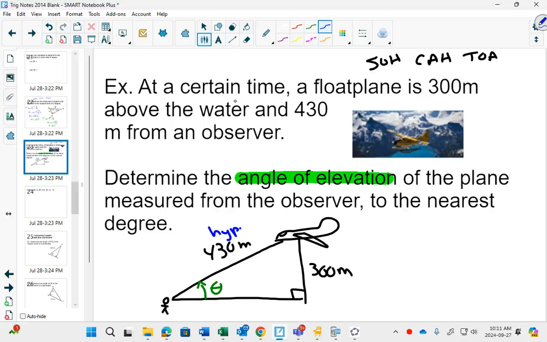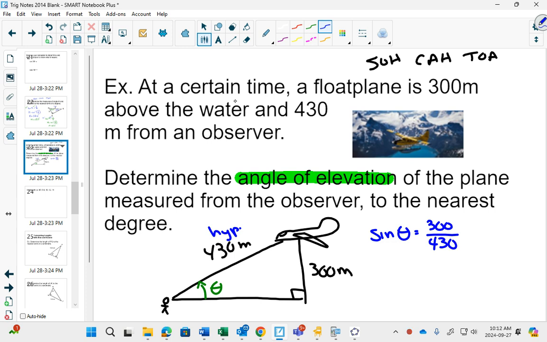If I want to find angle theta, is the other number my opposite side or is the other number my adjacent side? Right? And so here's my angle theta. It's the opposite side. So then in my definitions, I want to use sine. So sine of angle theta is the opposite side, which is 300, over the hypotenuse, which is 430.